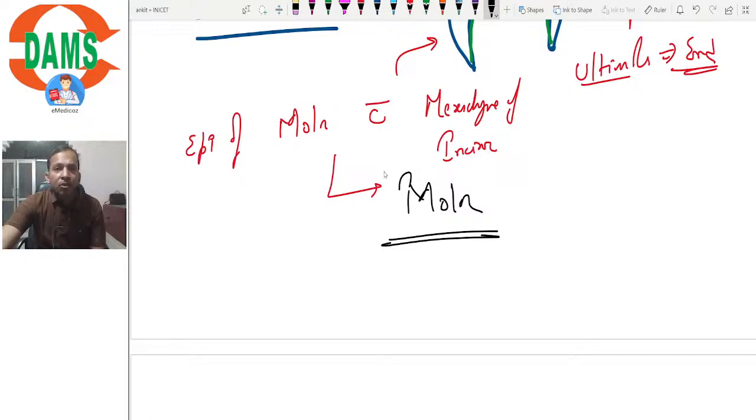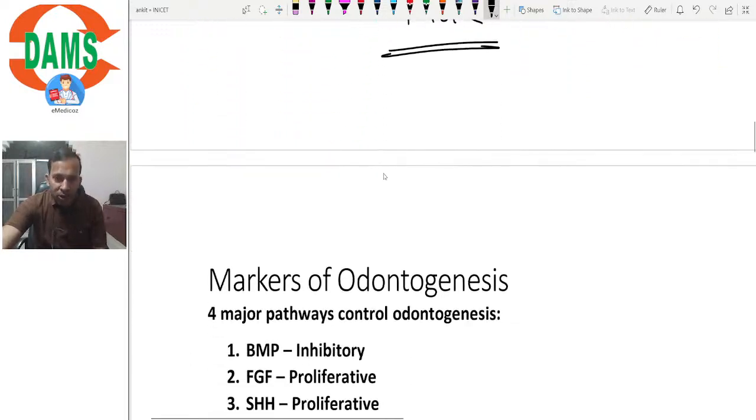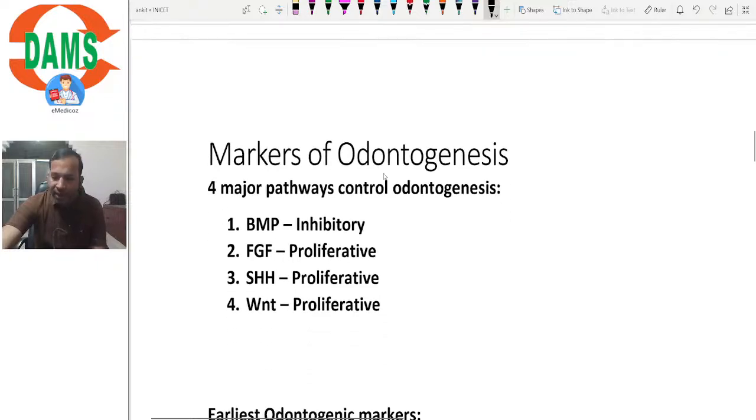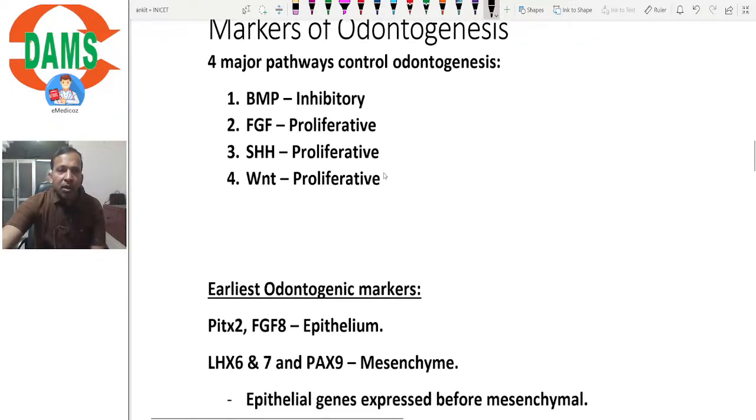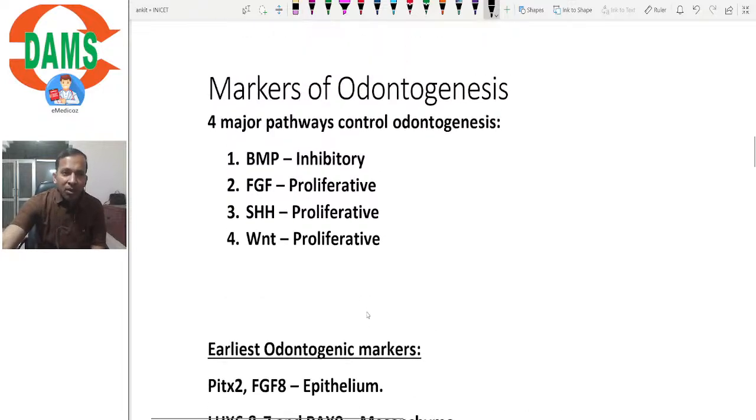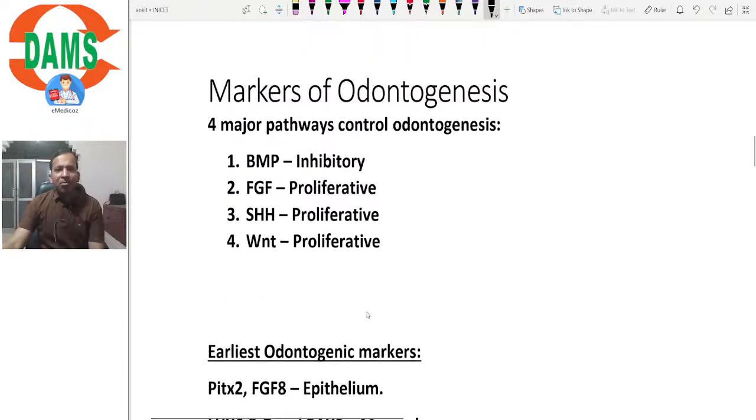Sometimes questions from the odontogenic potential may be asked. Now let's go to the markers, as Bhavna was saying, markers of odontogenesis. So not all of these markers are important because I haven't seen most of these asked. Some 2 or 3 they will ask, right? But still, since we have time, let's go through these.